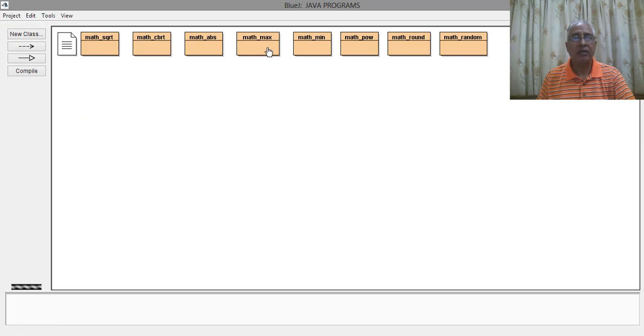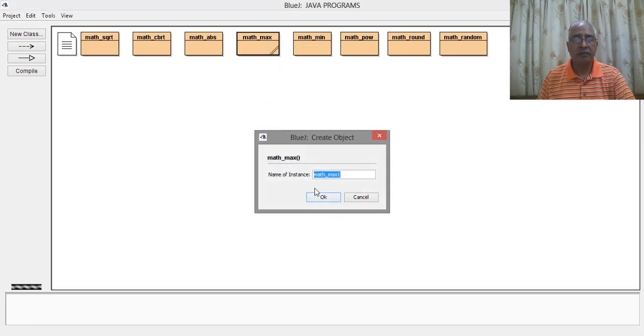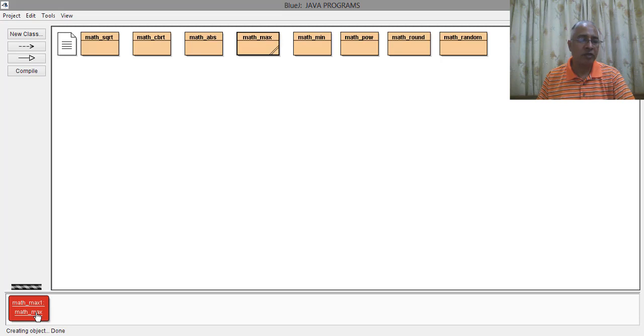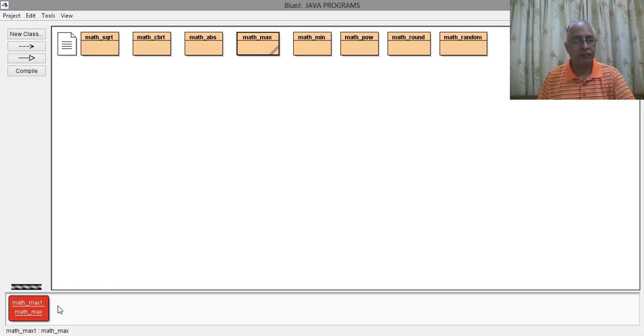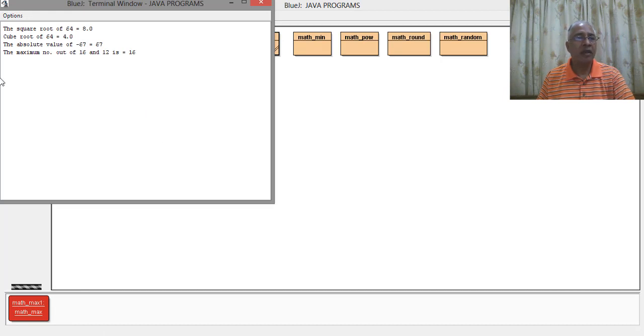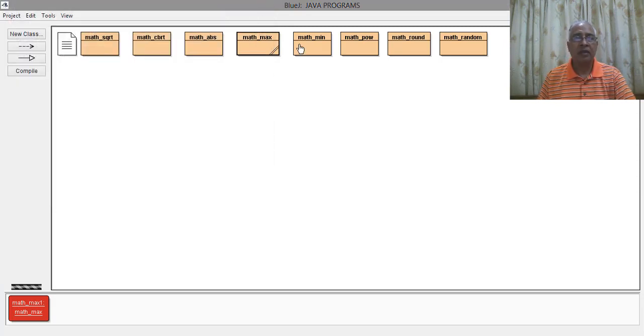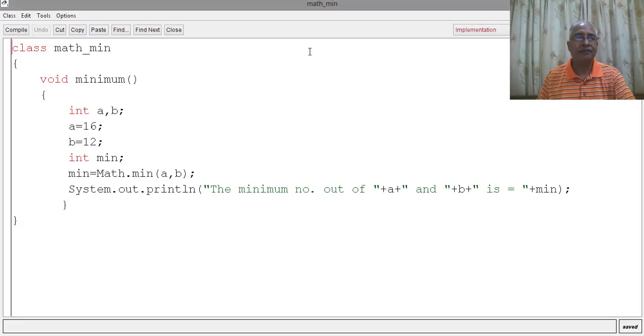Now after compilation, we make the object. This is the object. Red color box is always the object. And we run the function maximum. So the maximum number out of 16 and 12 is equal to 16. So this is the answer. Output is correct.